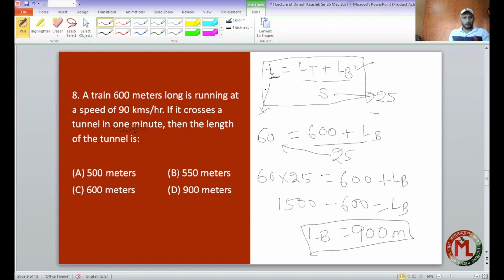Other than this formula, you have to take care of two things. One, time should be in seconds and speed should be converted into meter per second. How can you convert the speed? Kilometer per hour to meter per second, multiply by 5 by 18. Okay, beta? So these two things you have to take care. So when you are doing this, then your length of the tunnel will also come out to be in meters.